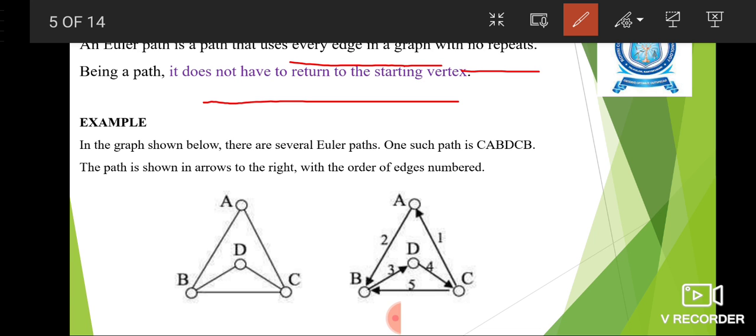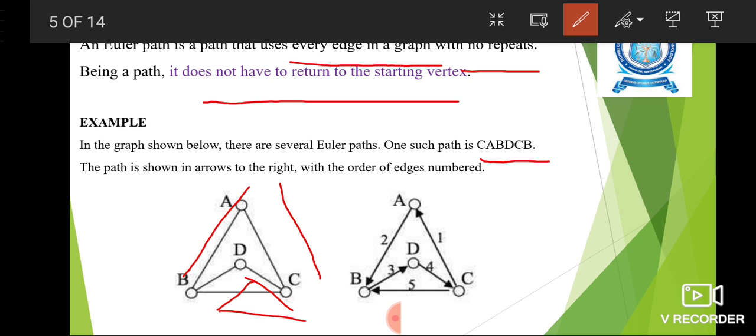In Euler circuit, if you start with the node A, you have to end with the node A. Whereas in Euler path, you don't need to return to the same vertex. That is the condition. So we move with one example. One example for Euler path is C, A, B, D, C, then again B. We start with the vertex C, we reach the vertex B. So it covers all the edges, we don't have any repeats. And moreover, the starting vertex and ending vertex is not same. So this is an example for Euler path.